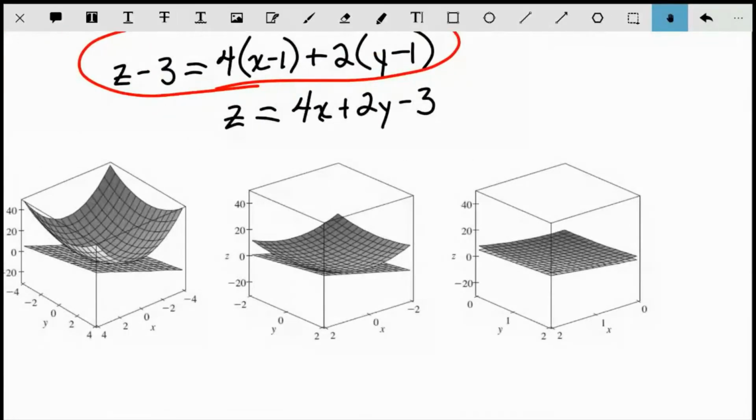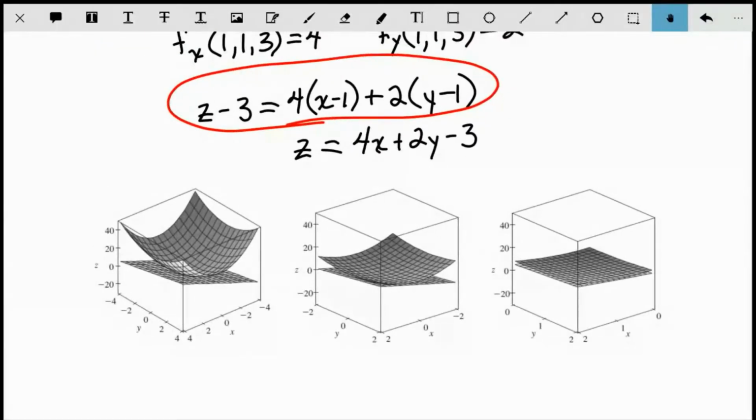But the idea behind that is when I'm close to my point of tangency, my tangent plane is a good approximation to the values of my function. Now, the whole idea of being close to the point of tangency is dependent on a lot of things. How quickly your function is changing direction being the primary decider of how accurate your solution or your approximated solution would be.